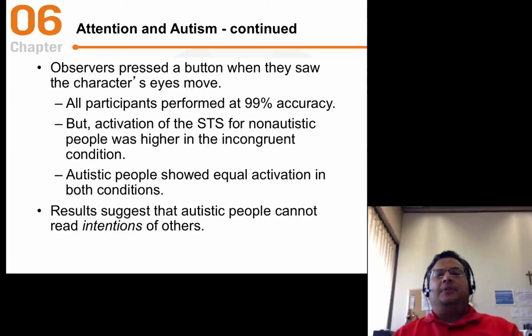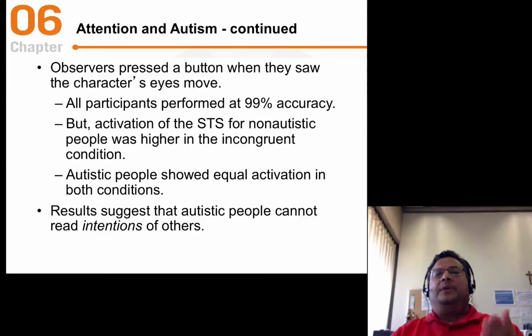Right. So in other words, if you're non-autistic, you have in your brain the ability to separate out what's part of a social interaction, what's not part of a social interaction. The autistic people had equal activation for both.